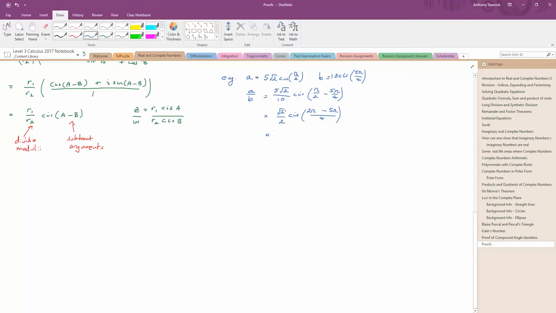Now what about the moduli? Remember that 2 is equal to root 2 squared. So root 2 over root 2 squared would become 1 over root 2. CIS. And can we have a negative argument? Yes, we can. And it's going to be negative 3 pi over 4.